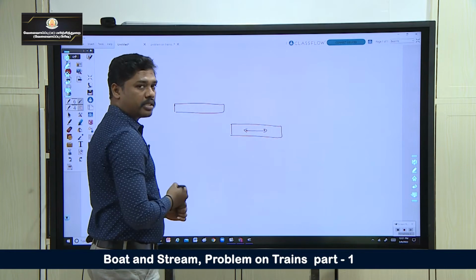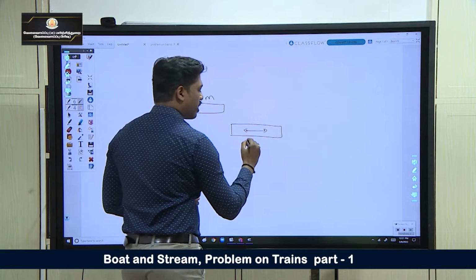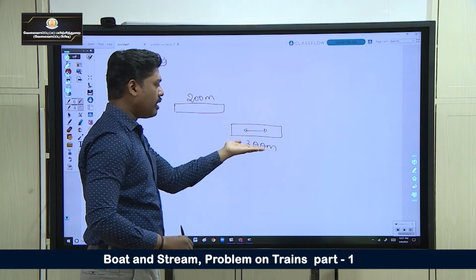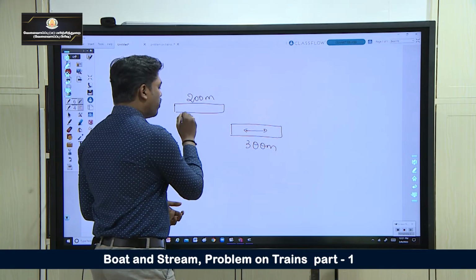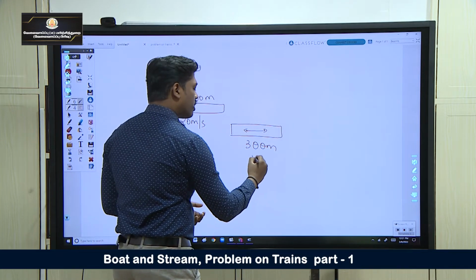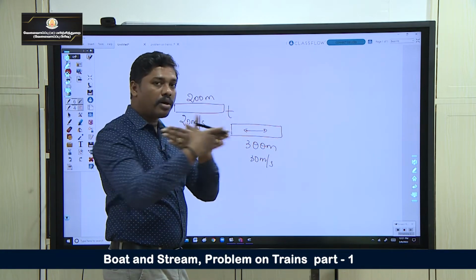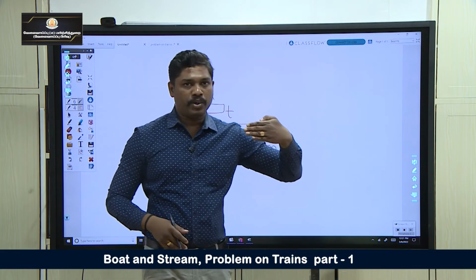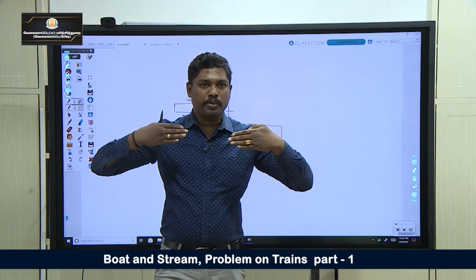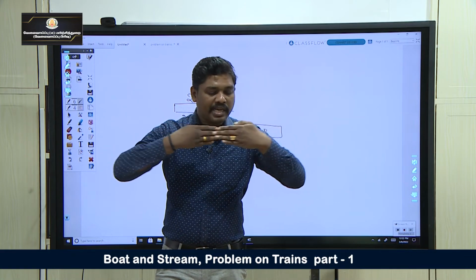Here two trains. I am telling two trains of length 200 meter and 300 meter. This train is moving at a speed of 20 meter per second and this train is moving at a speed of 30 meter per second. So in how many seconds will they cross each other? Here I have one train, length 300 meter, moving at 30 meter per second. Here one more train, 200 meter, moving at 20 meter per second. In how many seconds will they cross each other?